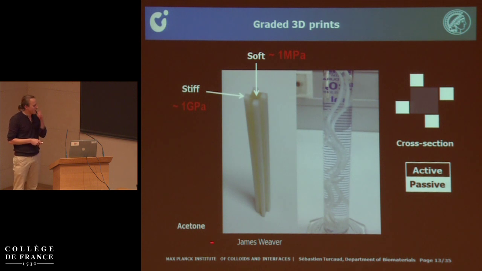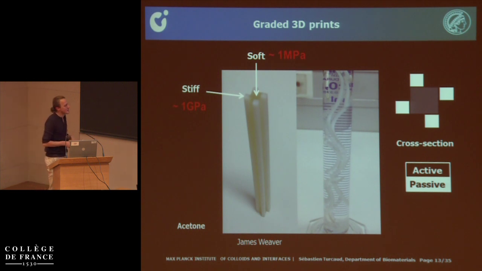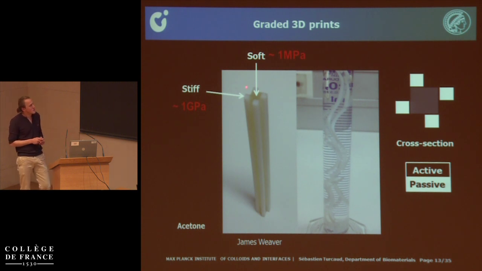Luckily, we have the chance to collaborate with James Weaver from Harvard, who is able to print multi-materials. In this case, he's able to print materials from 1 megapascal to 1 gigapascal. And so we decided to print these twisters.